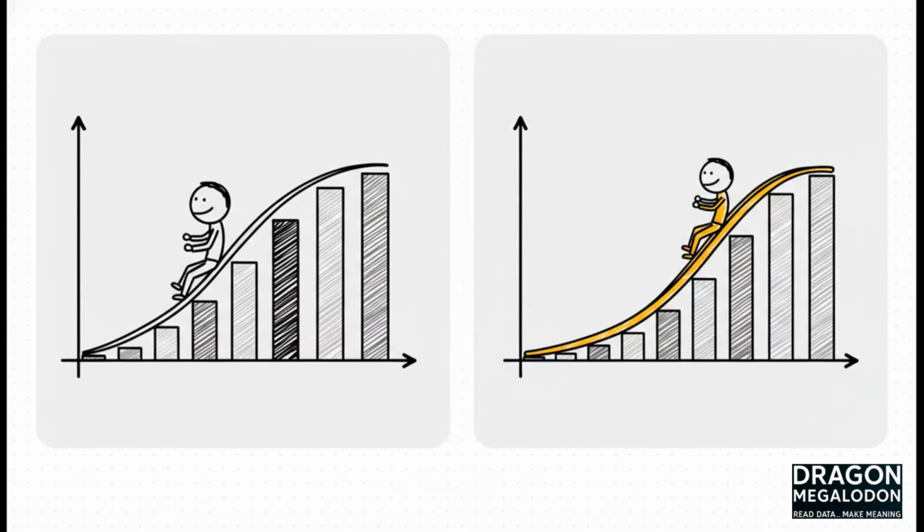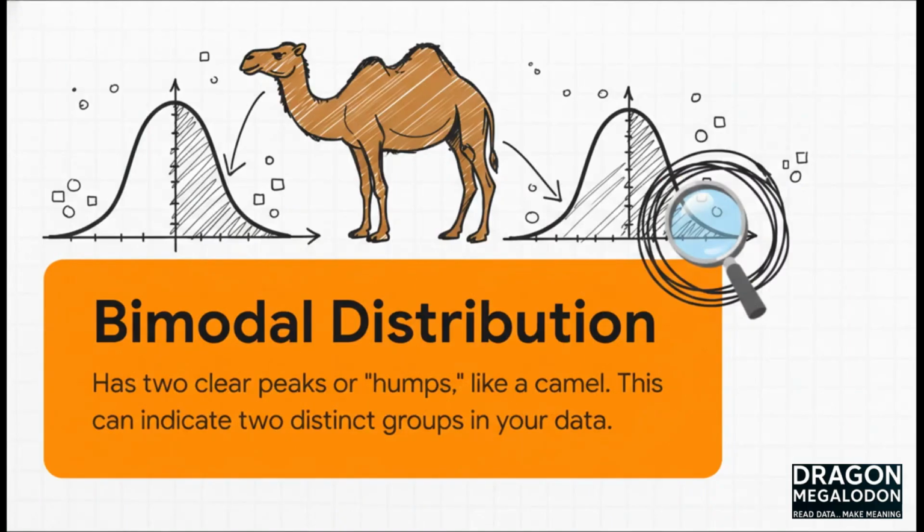Now for these guys, skewed distributions. They kind of look like a slide at a playground, right? A great way to remember them is to look for where the data is light, or where the long tail is. If it's light on the left, it's skewed left. Light on the right, it's skewed right. Simple as that.